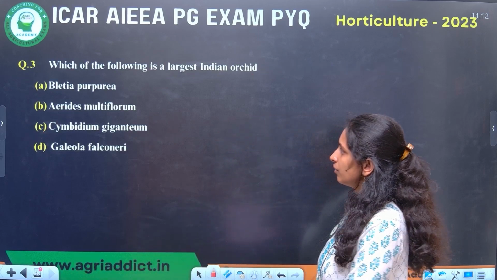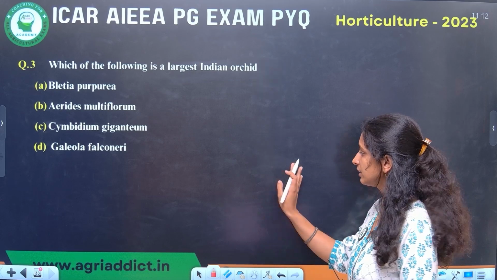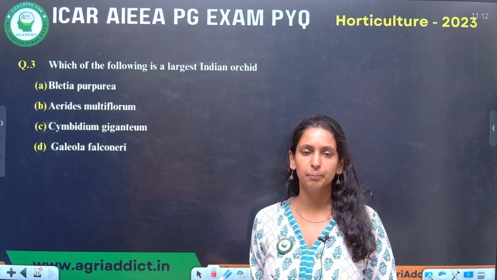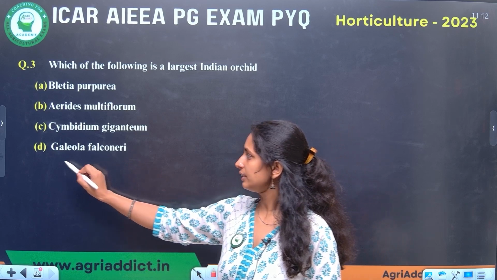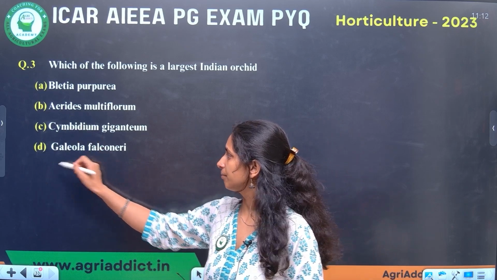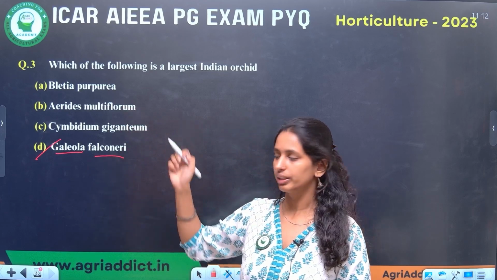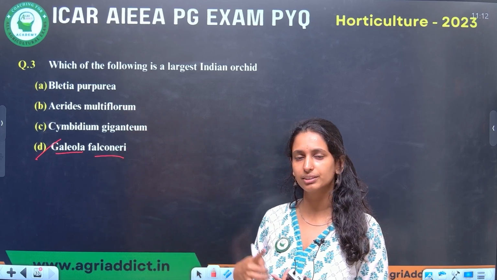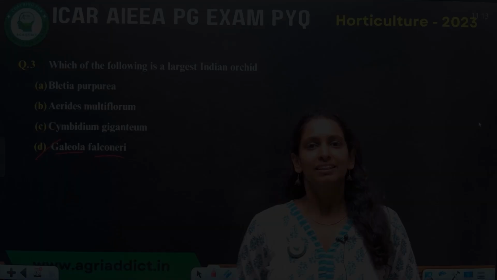Next question, which of the following is the largest Indian orchid? Orchid is also one of the important crops. They will mainly be asking the examples. Here the answer is Galeola falconeri. Others, you just go through it. What are the features like warm orchids, cool orchids, sympodial and monopodial? These four are a must and should.